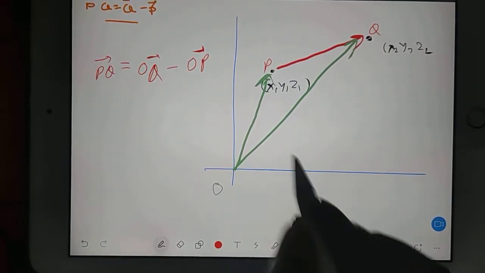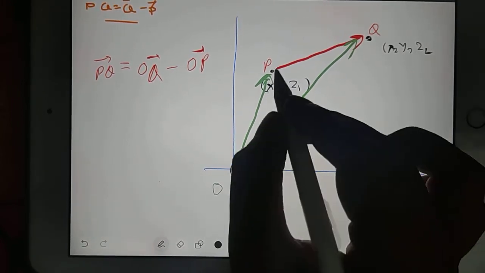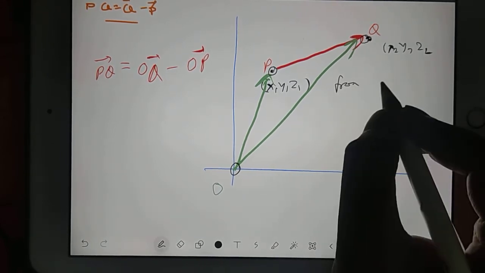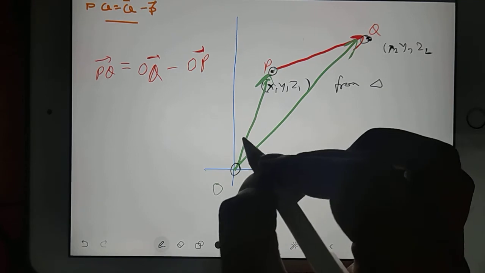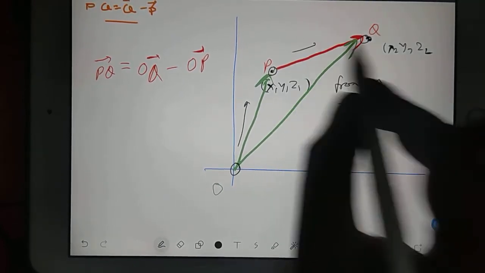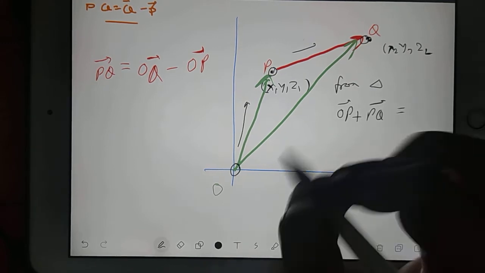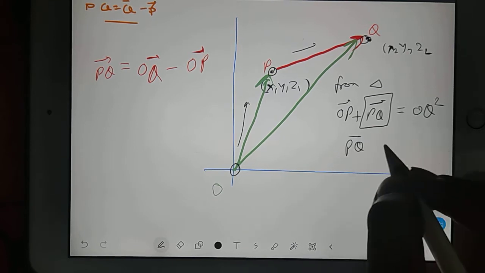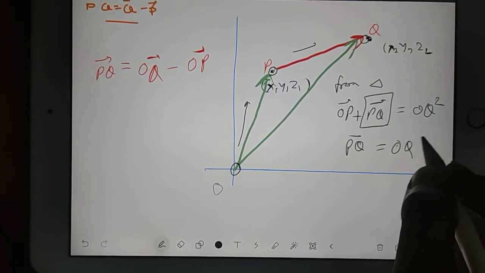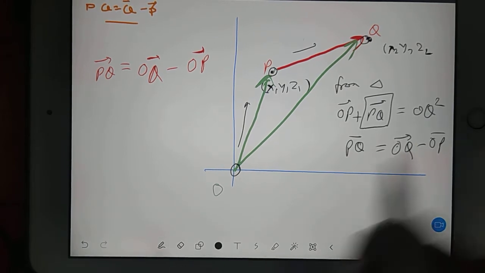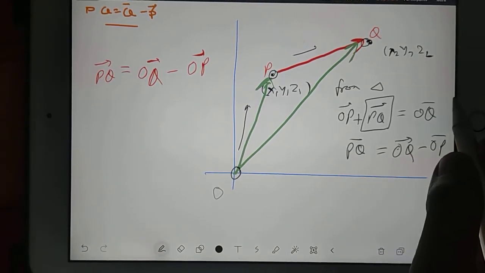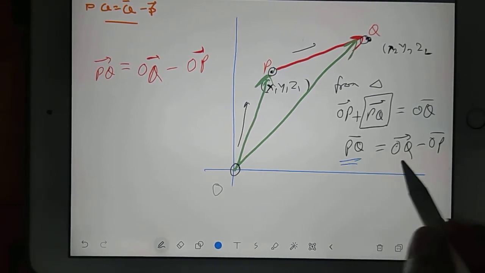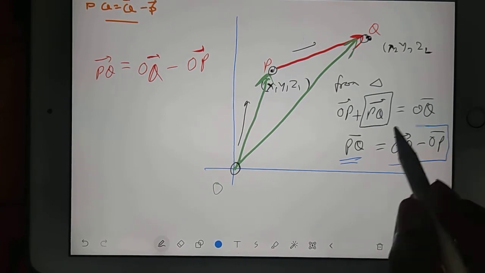Now you see we have a triangle here. In this triangle, this location is O, this is P, and this is Q. From the triangle, if you add OP with PQ, then you get OQ, correct? So if you want to find PQ, you just send OP to the right side, so OQ vector minus OP vector. See this here. We got our PQ. How will you find it? Subtract both the vectors. I explained here how.